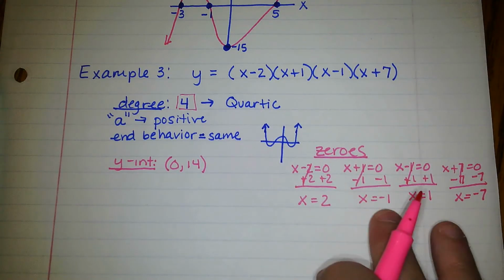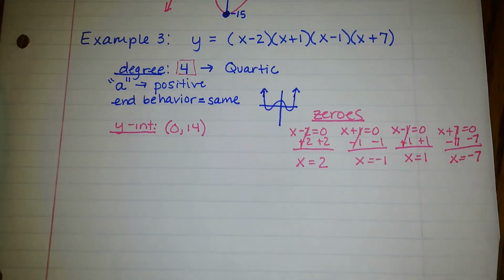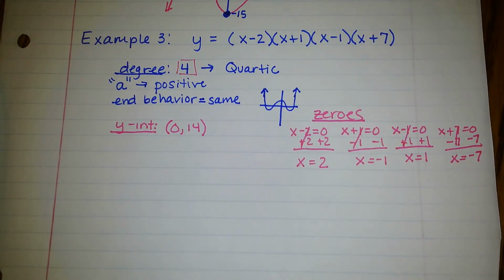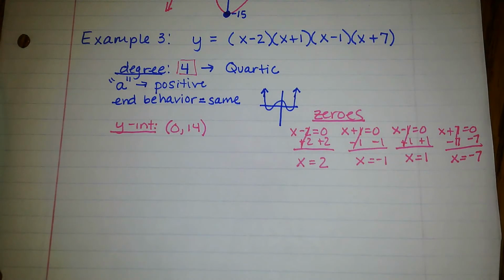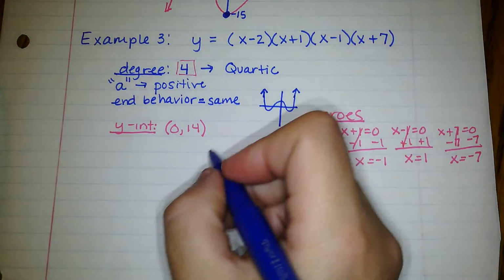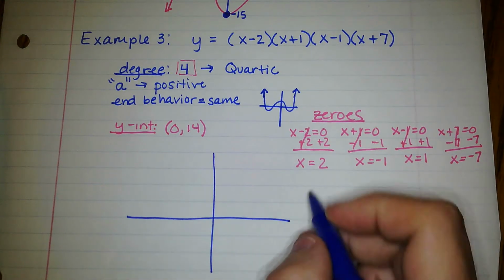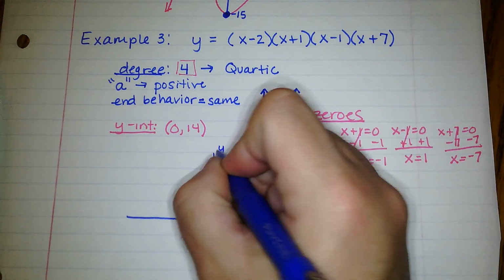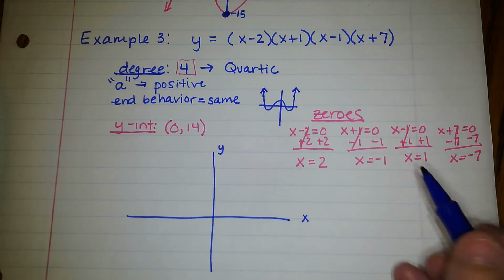So we're going to have 4 dots on our x-axis. We've got a y-axis dot at 0, 14. We know this thing is going to look like a W because it's a quartic and the end behavior is the same. So they're going to point up because A is positive. Let's draw our little sketch. Does not have to be to scale. You just have to make sure you put your numbers on the number line the correct way.